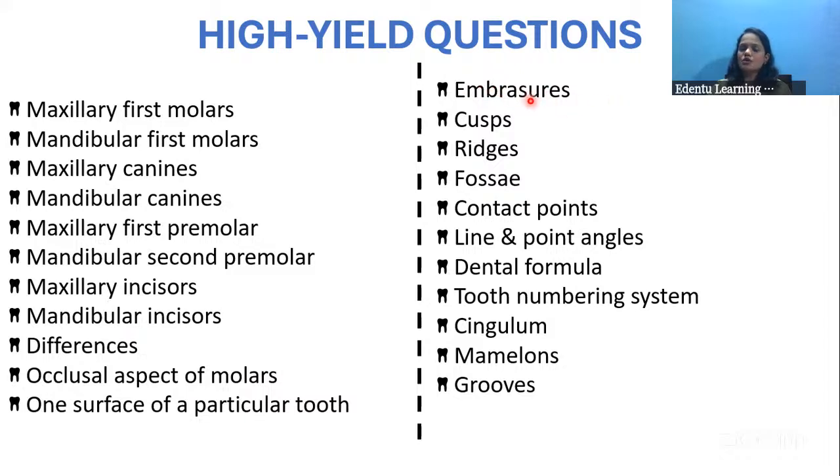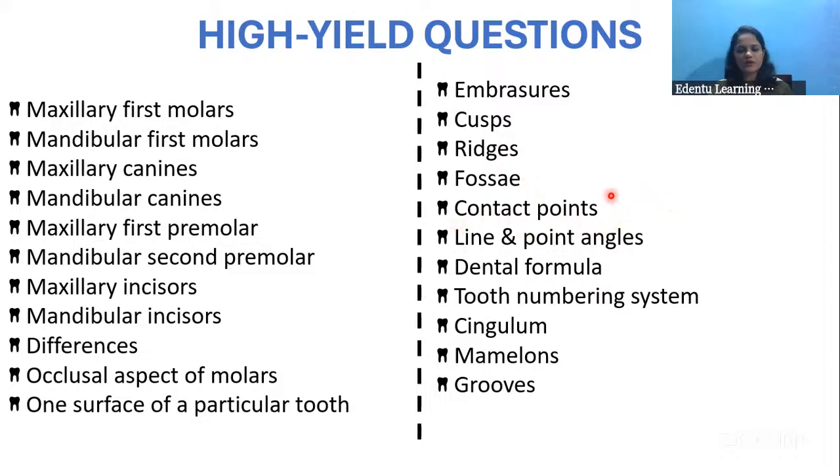And if you look at the short notes, embrasures. This is a very important question. It is frequently asked and frequently seen in the short essay type. Next is the landmarks of the tooth, like the cusp, ridge, foci, cingulum, mamelons, grooves. All these terms you should know, and you should not get confused with them. What is cusp? What is ridge? What is foci? What are the types of cusps present in the maxillary teeth or in the mandibular teeth, or what are the ridges present in each tooth? You should be thorough regarding that. You should not miss that.